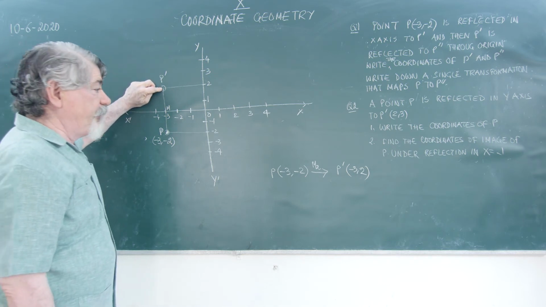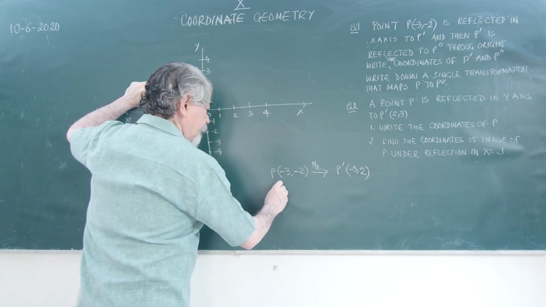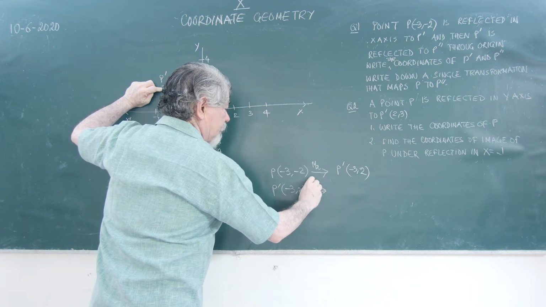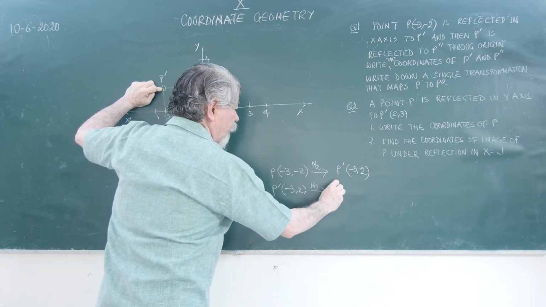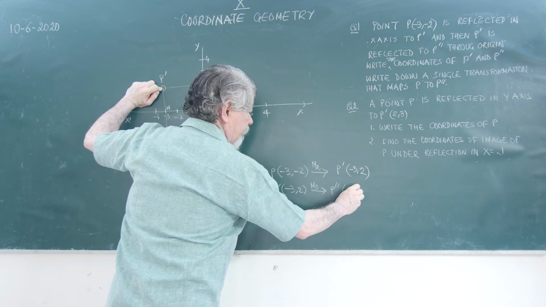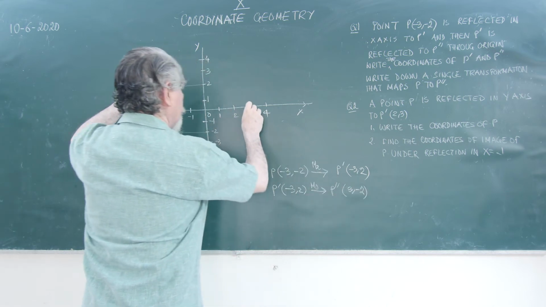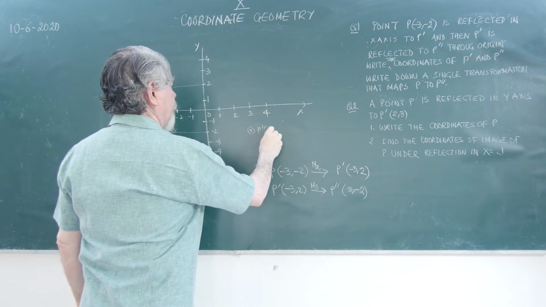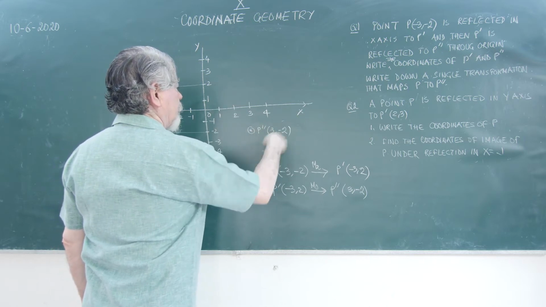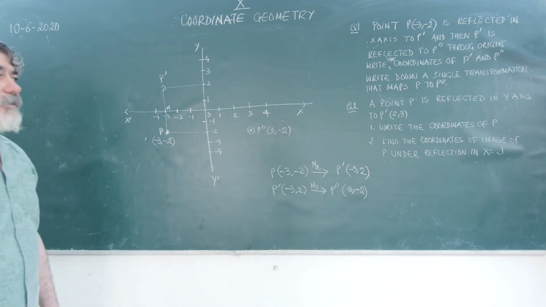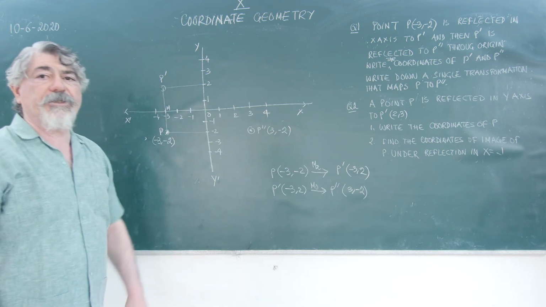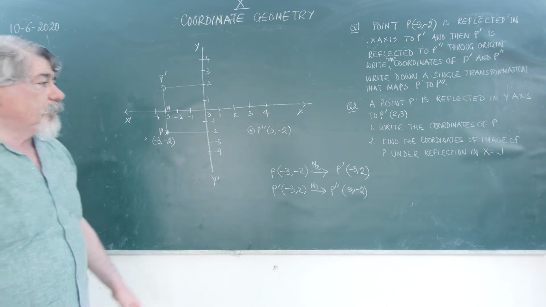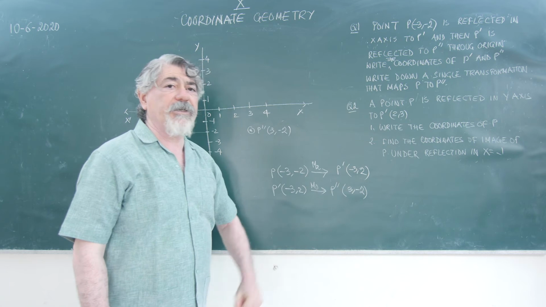We told you when we reflect a point through the origin, the sign of both the coordinates will change. It will become 3, minus 2. So the point will be somewhere here. P double dash will be 3, minus 2. We have reflected this point to P double dash. So he wanted you to write the coordinates of P dash and P double dash.